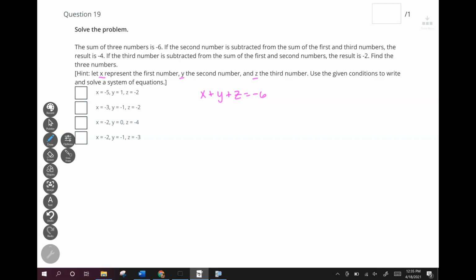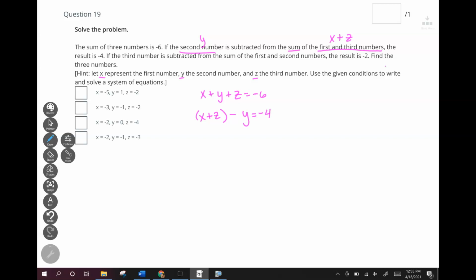The second number is subtracted from the sum of the first and third numbers. Okay, so it says if the second number, which is y, is subtracted from the sum of the first and third numbers, x plus z, the result is -4. So that is x plus z, and then y is going to be subtracted from that, and you get -4.